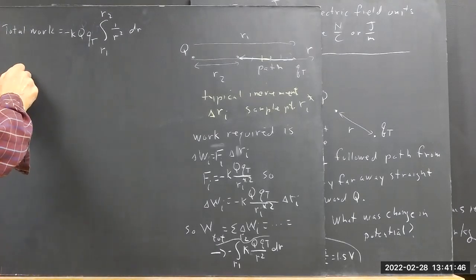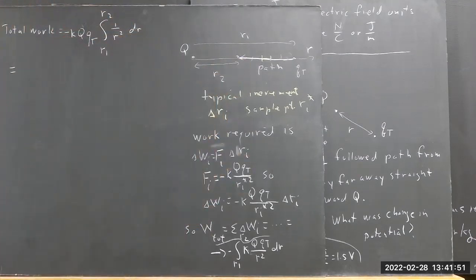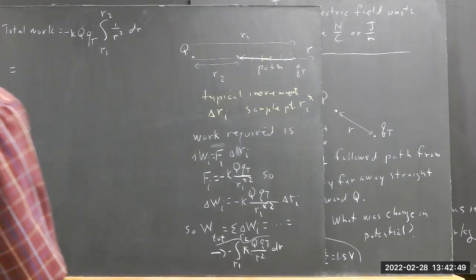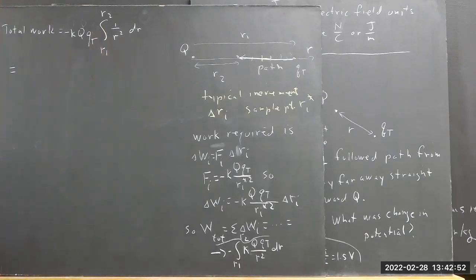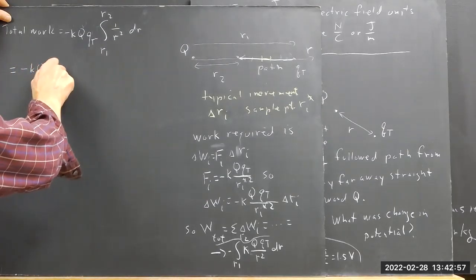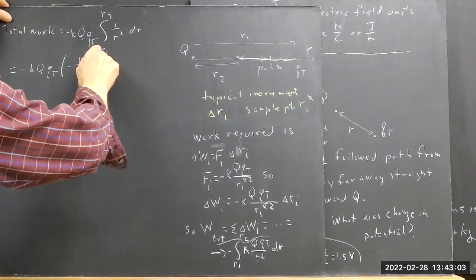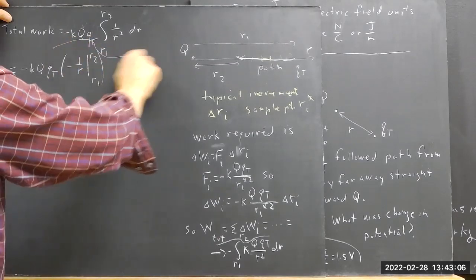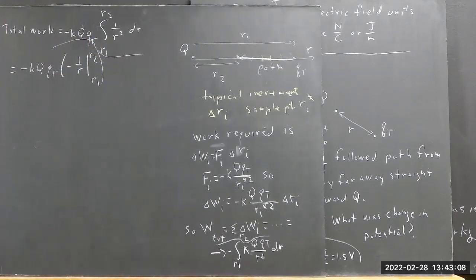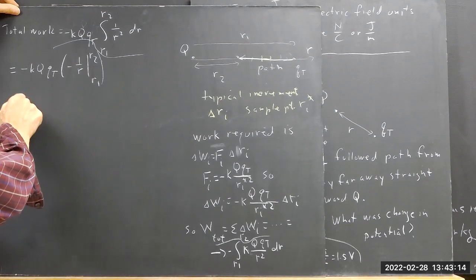In that integral, well, what is the integral from R1 to R2 of 1 over R squared dr? Go ahead and look that up. Should just take a second. I'll write this out carefully, but you got it. And you see what the rule is. It's straightforward. So I'm going to say, okay, well, it's a negative Q QT times negative 1 over R evaluated from R1 to R2. Right? So you know that. That's kind of it.